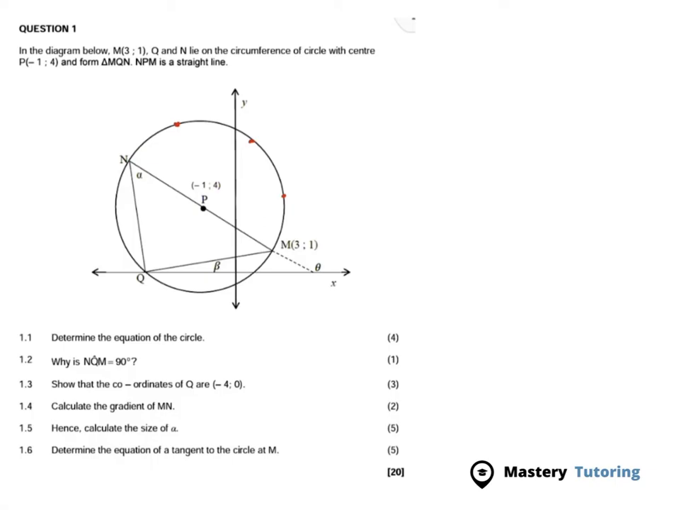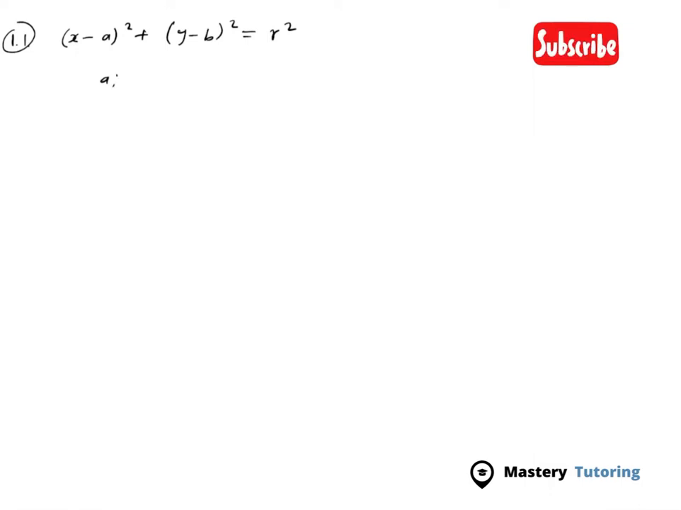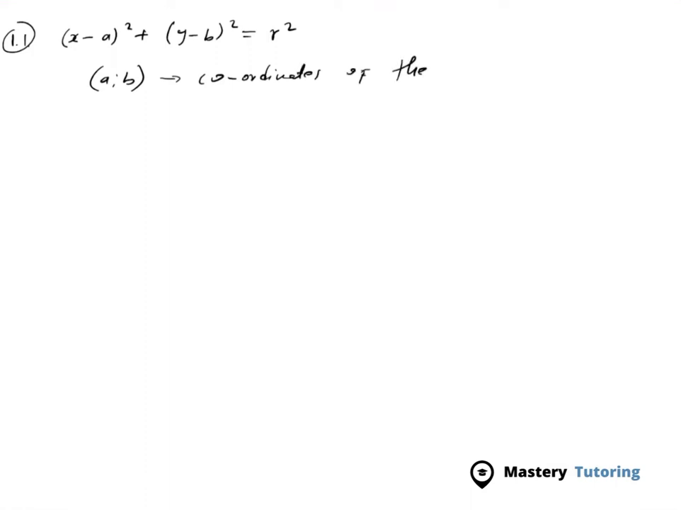Now to determine the equation of the circle, we start from the general form of an equation of a circle. So 1.1. The general form is given as (x minus a) squared plus (y minus b) squared is equal to r squared, where a and b are the coordinates of the center. This is applicable when the center is no longer at the origin.